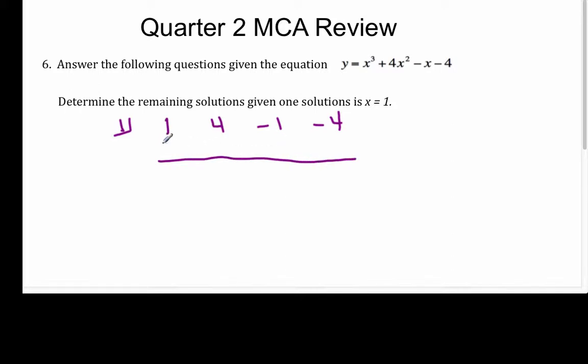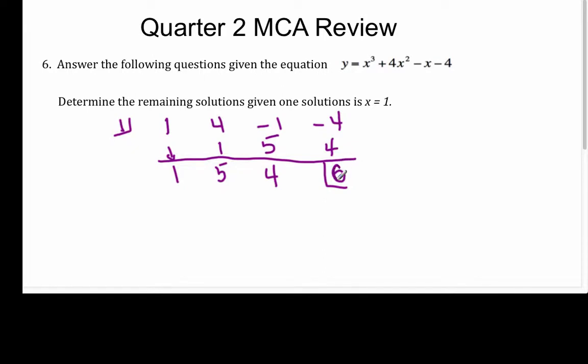Now I've got to go through and do synthetic division. Hopefully we remember this as we roll through. Whatever that first coefficient is, it just comes down. Take this 1 down here, multiply it by this 1, I get 1, so that goes here. Combine these two numbers, so 5. 5 times 1 is 5. Combine these two, I get 4. 4 times 1 is 4. And then I get 0 here.